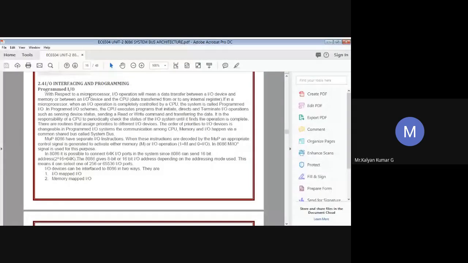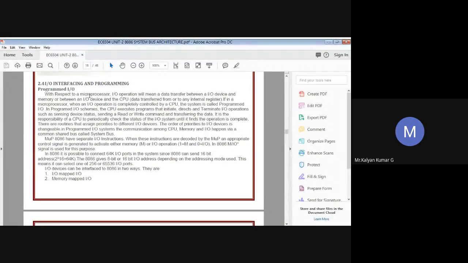Let me give one example. Suppose an IO device is slower in operation than the processor. Compared to the processor, the IO device works slower. So what will happen at that time? It may not be able to send the data to the processor in the expected time. Such situations will arise, and for that purpose we go for IO programming.